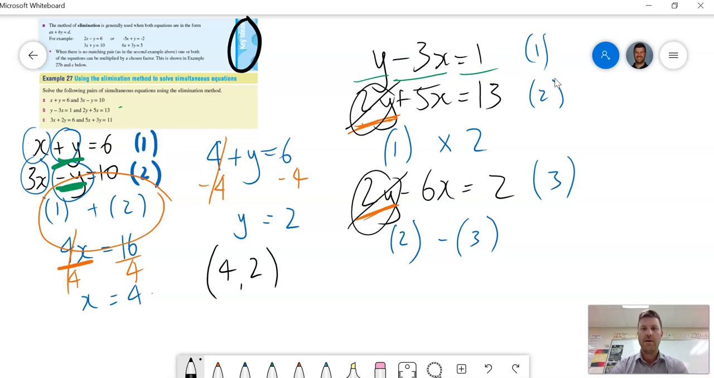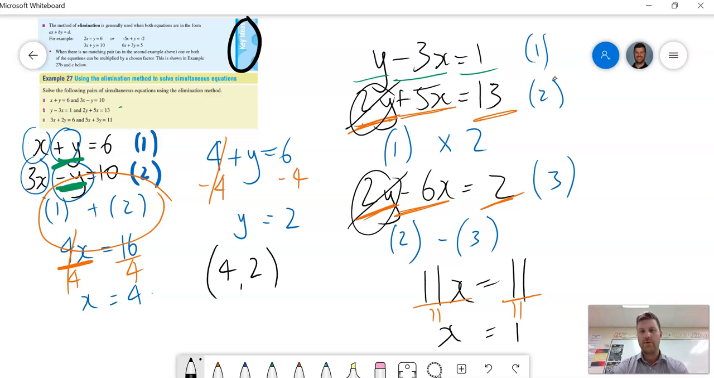I'm left with 0y. I've then got, let's use red, positive 5x take negative 6x. 5x take negative 6x actually equals 11x. Two negatives make a positive, and 13 take away 2 is also 11. So now I'm at the point where I've got 11x equals 11. Again, we can just divide by 11 on both sides, which gives me x equals 1.